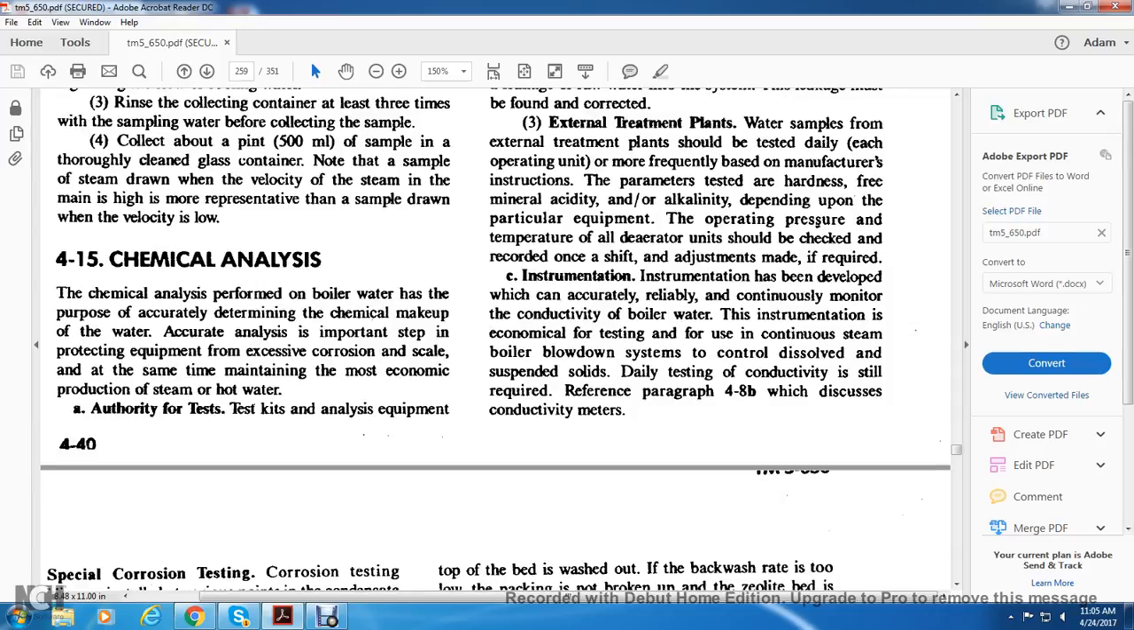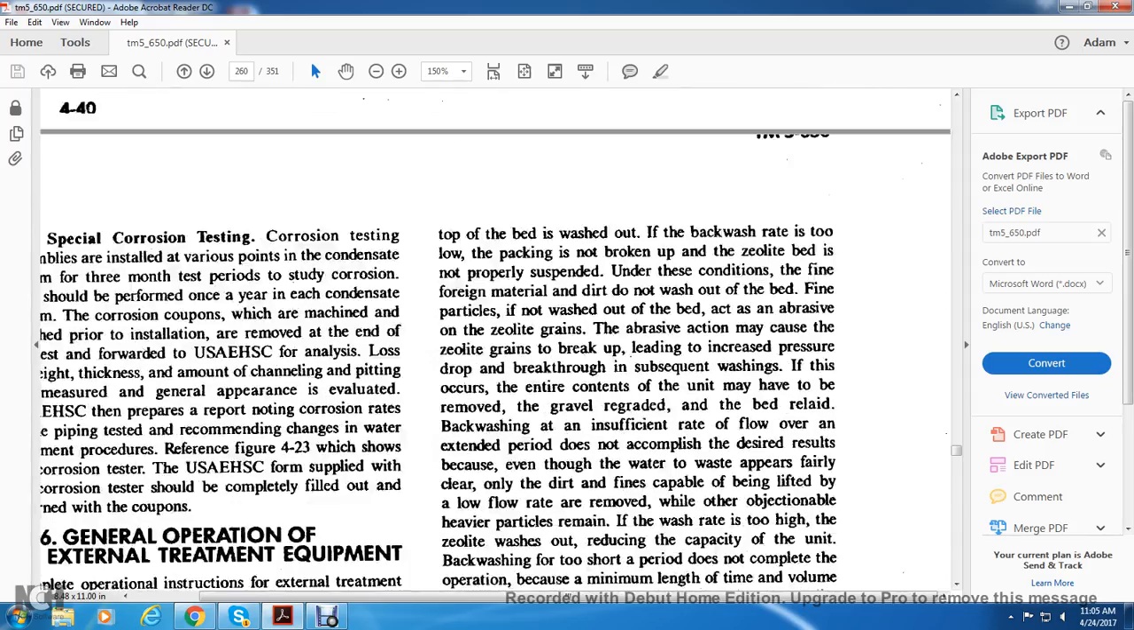3.c. Instrumentation. Instrumentation has been developed which can accurately, reliably, and continuously monitor the conductivity of the boiler water. The instrumentation allows economic control of the concentrating steam blowdown system, controlling the dissolved and suspended solids. The daily conductivity test is still required, in reference to paragraph 4.8d discussing conductivity meters.